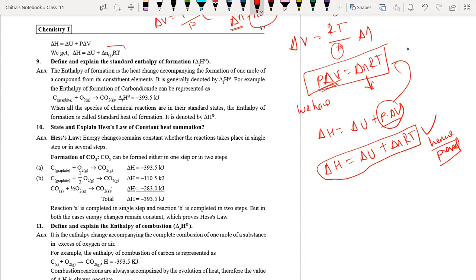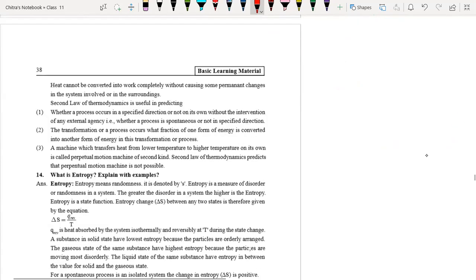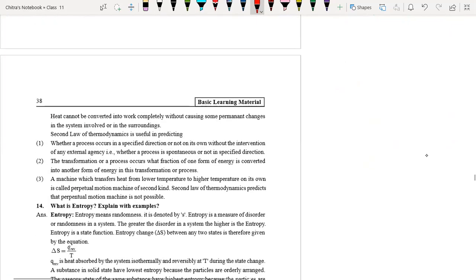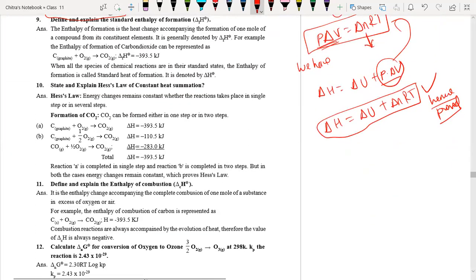Yes, sir. So here we have that formula. Any doubt till here? No, sir. Wait a second.